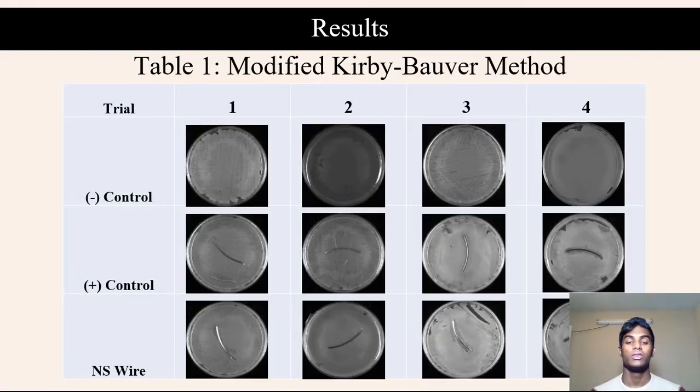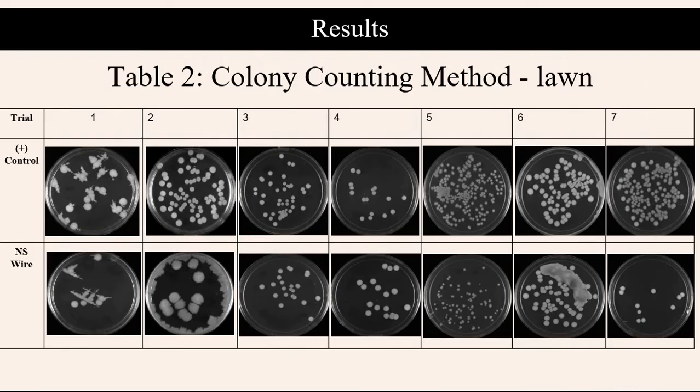And this slide shows the images of the archwires placed onto the bacterial lawns in the experiment. This table depicts the colony counting method for the bacterial lawn and the results that it produced. As you can see visually, the positive control has more bacterial colonies on average than a nanostructured wire. And this tells us that the nanostructured wire is better at inhibiting bacterial growth.